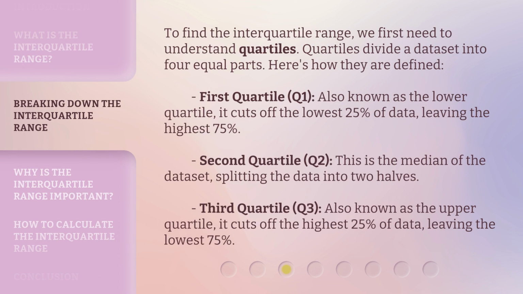To find the interquartile range, we first need to understand quartiles. Quartiles divide a dataset into 4 equal parts. Here's how they are defined. First quartile, Q1, also known as the lower quartile, it cuts off the lowest 25% of data, leaving the highest 75%. Second quartile, Q2. This is the median of the dataset, splitting the data into 2 halves. Third quartile, Q3, also known as the upper quartile, it cuts off the highest 25% of data, leaving the lowest 75%.